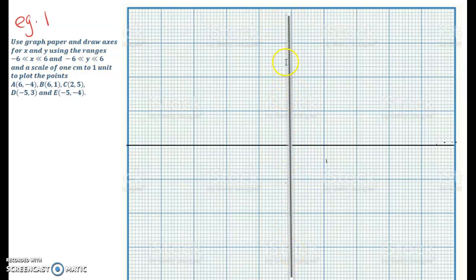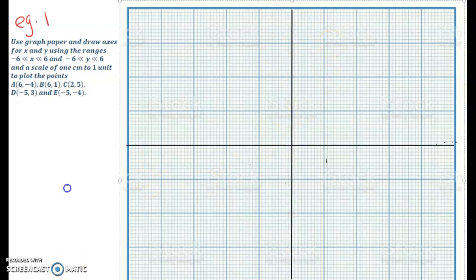Meaning I don't want my y-axis to be on one side or the other. I just want it to be around here, in the middle, right? So now I'm just straightening up these. Now, all of this should be done in pencil, in case you make mistakes and you need to erase.